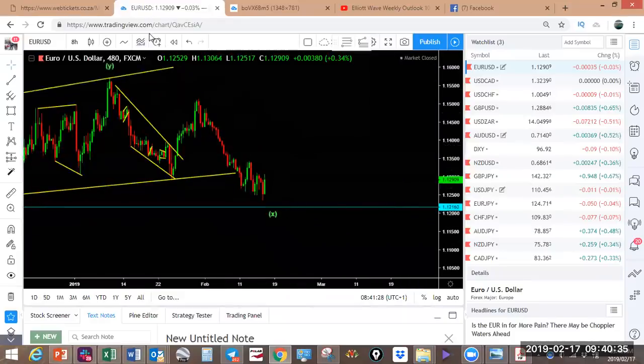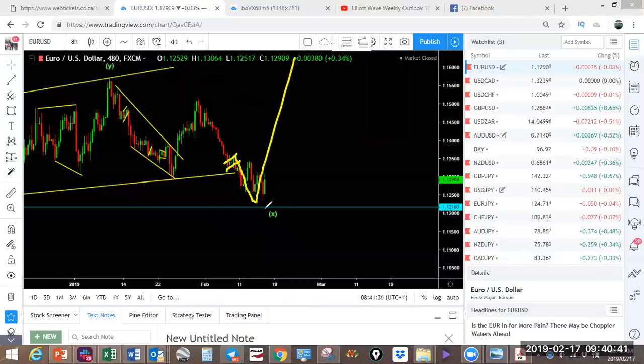So here, this is where we were in this corrective structure. Said we're going to drop slightly before we go up. I would have liked it if it tagged the low here. It can still tag this low before it starts going to the upside. So this can keep going like this. Tag, that will be even better.